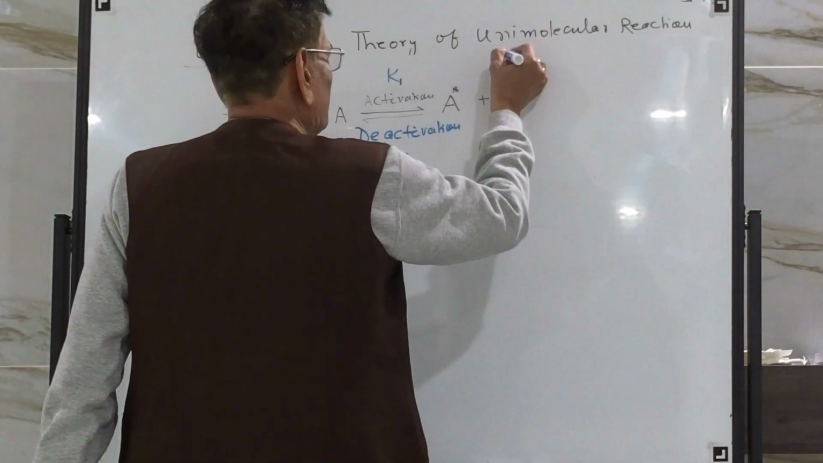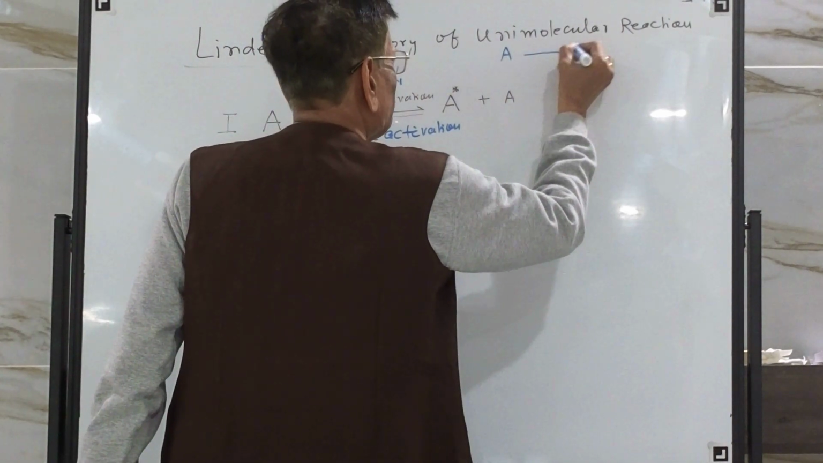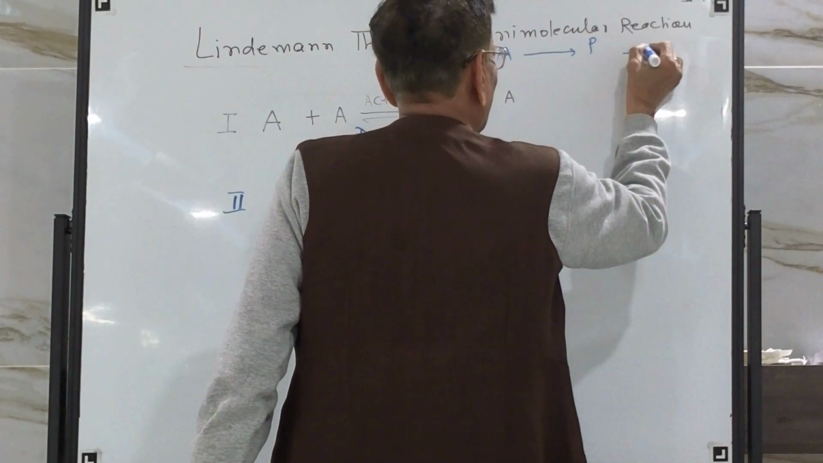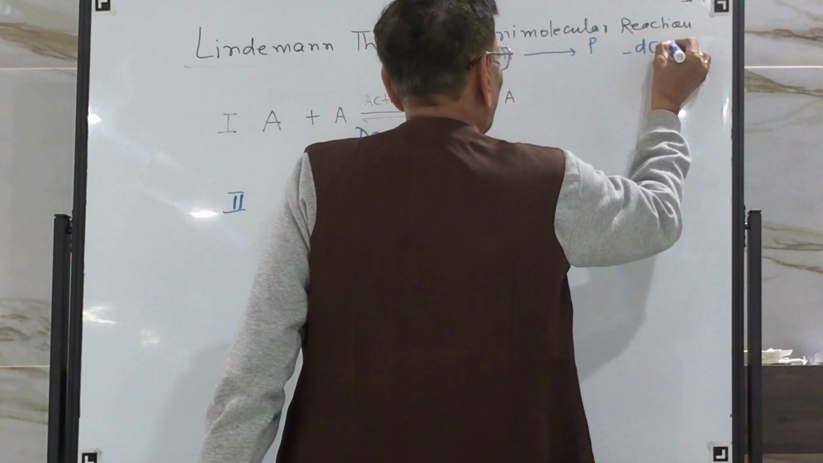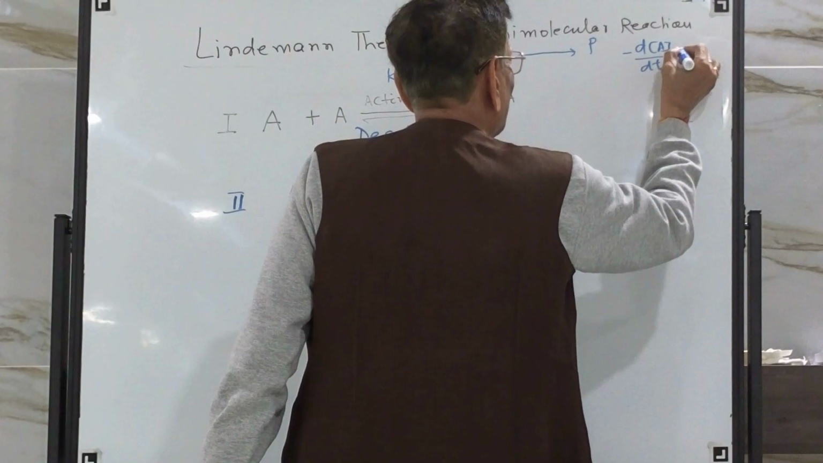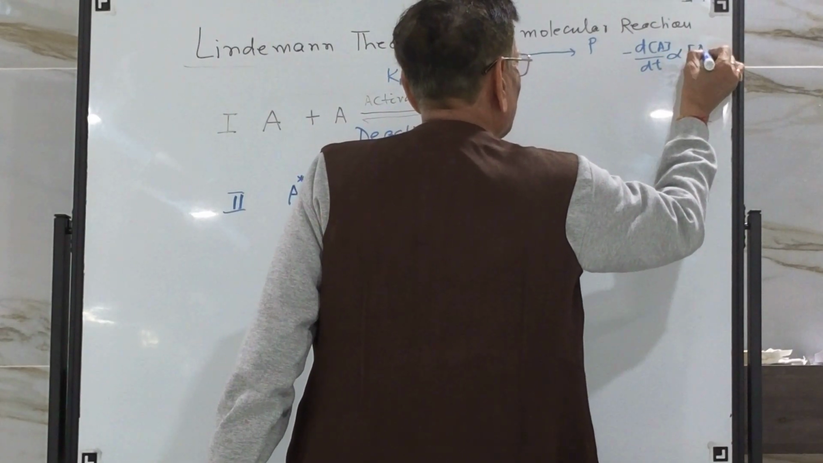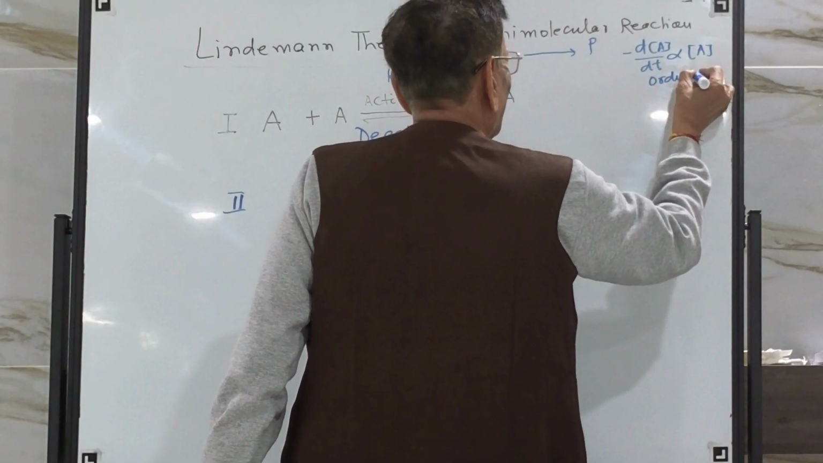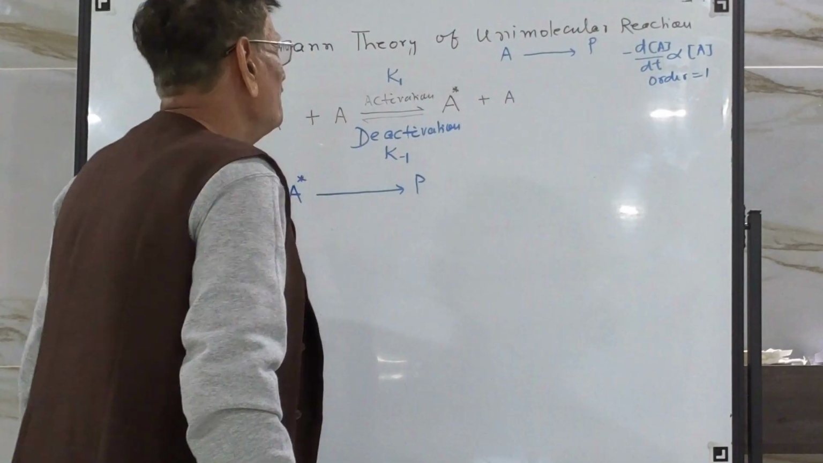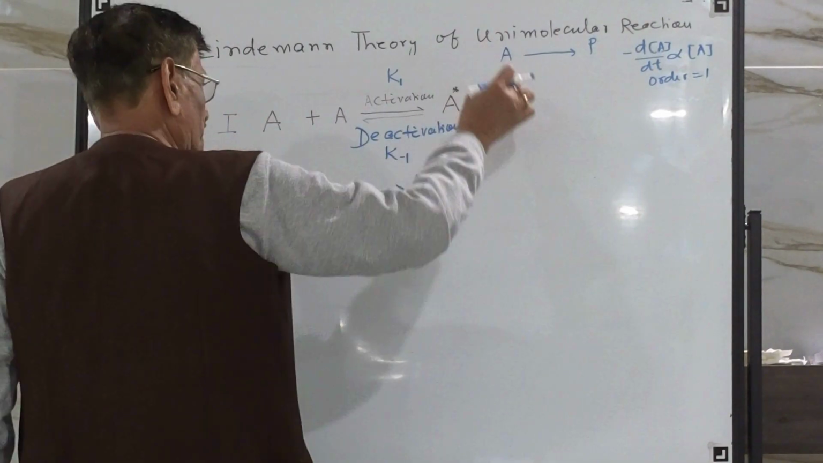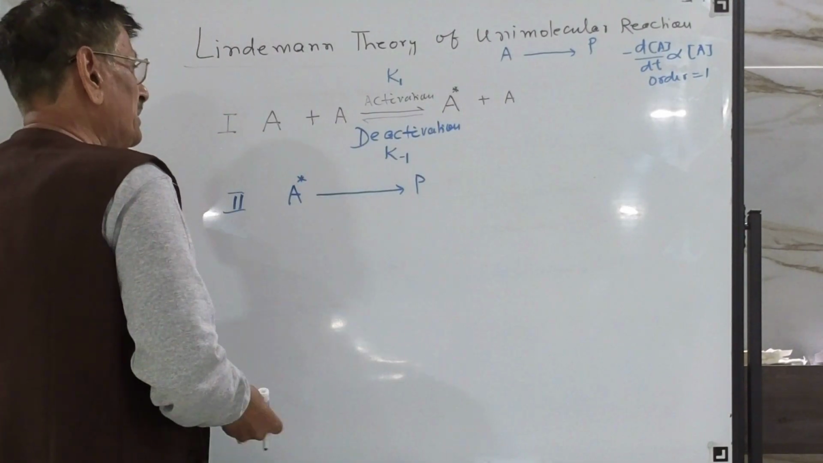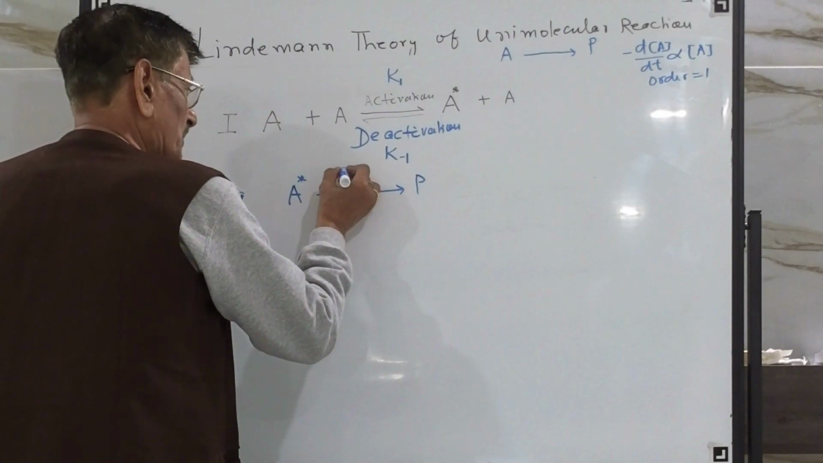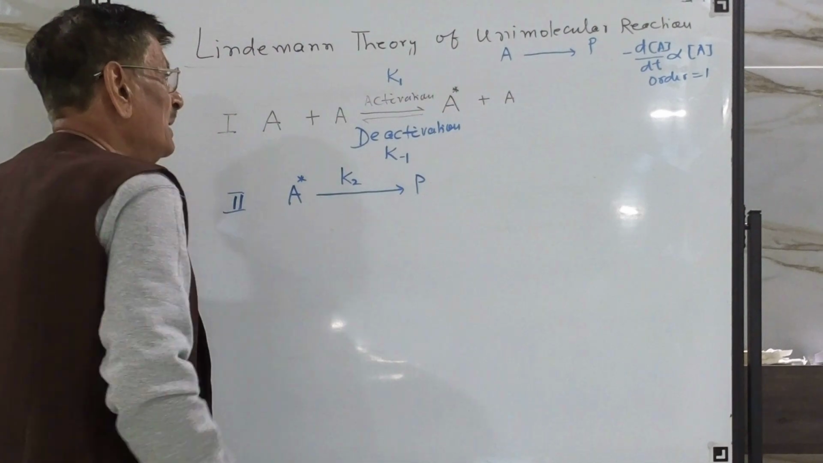So this is the first order reaction, A to P. Here the rate, minus dA by dt, is proportional to the concentration of A to the power 1. That is, the order is 1. So this unimolecular reaction, which is first order, occurs according to Lindemann by this mechanism. The rate constant of this reaction is K2.